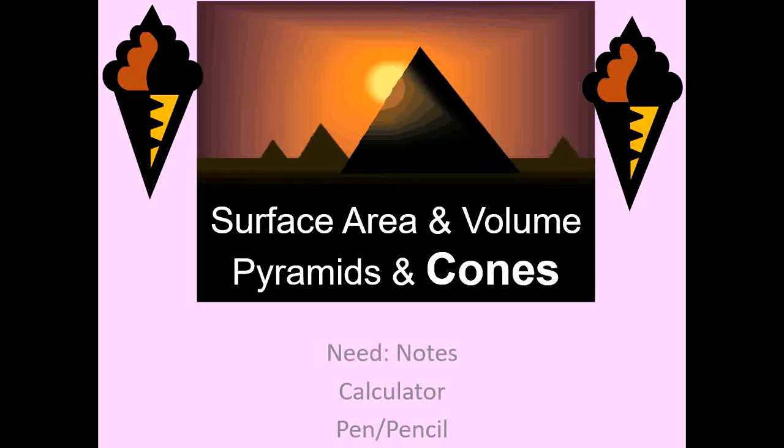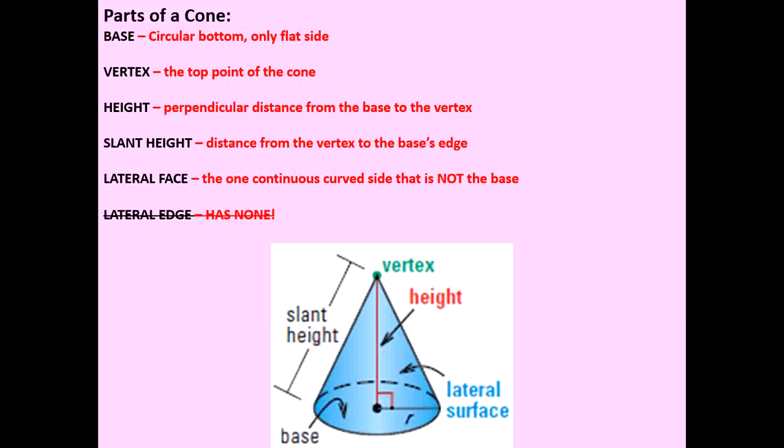Okay, so what you're going to need are your notes, a calculator, and a writing utensil, so a pen or a pencil. So just like how we started with pyramids, we're going to start with the parts of a cone. Feel free to write this down, but if you already know all of this stuff, then don't worry about writing it down. Okay, so for a cone, the base is going to be the circular bottom, the only flat side of this object.